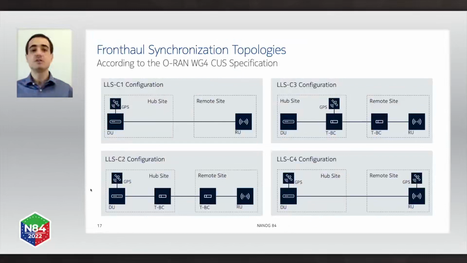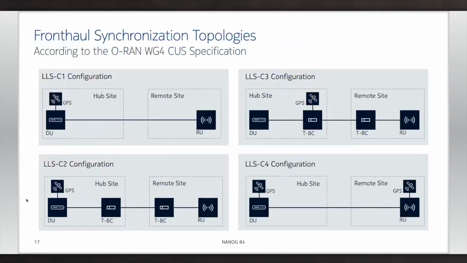So there are 4 different topologies that O-RAN specified. Configuration 1 has the time reference in the DU connected directly to the RU. Configuration 2 has some boundary clocks in the middle between the DU and the RU. Configuration 3 has the timing reference between the DU and the RU. And configuration 4 has independent time references between the DU and the RU.